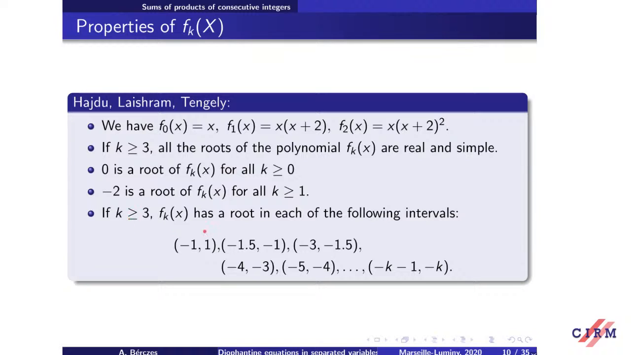And a more precise description of the root structure of fk of x is here. These are the intervals where fk of x does have a root. So in principle, each root can be put in an interval of length at most 1.5, but generally 1. So it is very well described where the roots of this polynomial are.